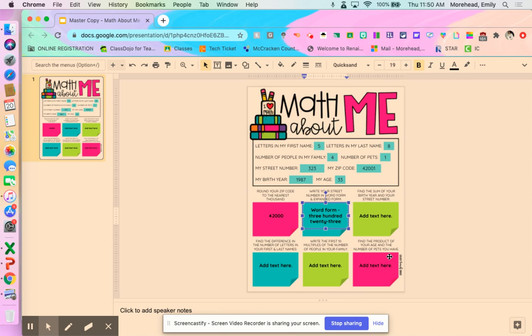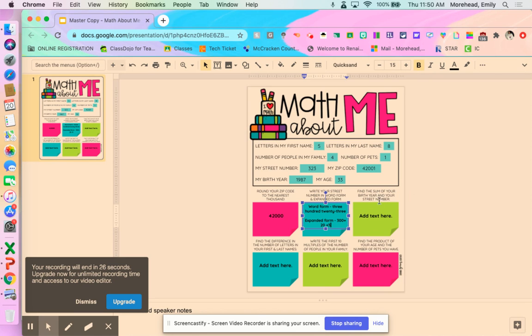Okay? Expanded form is if I were to break that number apart into the hundreds place, the tens place, and the ones place, and I added it all back up together, what would that look like? I'm going to make that font a little bit smaller so that I can fit everything in there. So now let's look at expanded form. That number in expanded form is going to be 300 plus 20 plus 3. Okay? So now remember, that is because that's my address, my street number. Yours is going to be different.